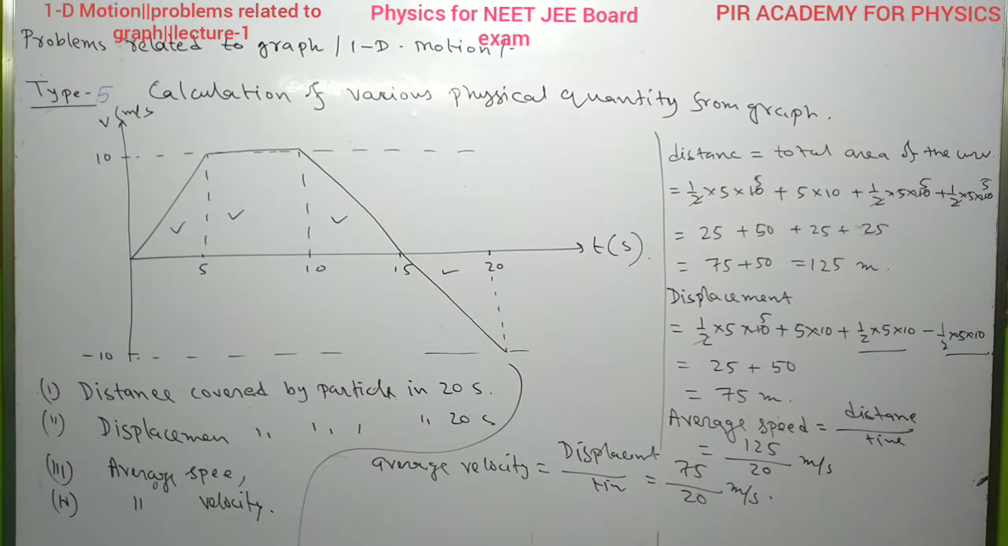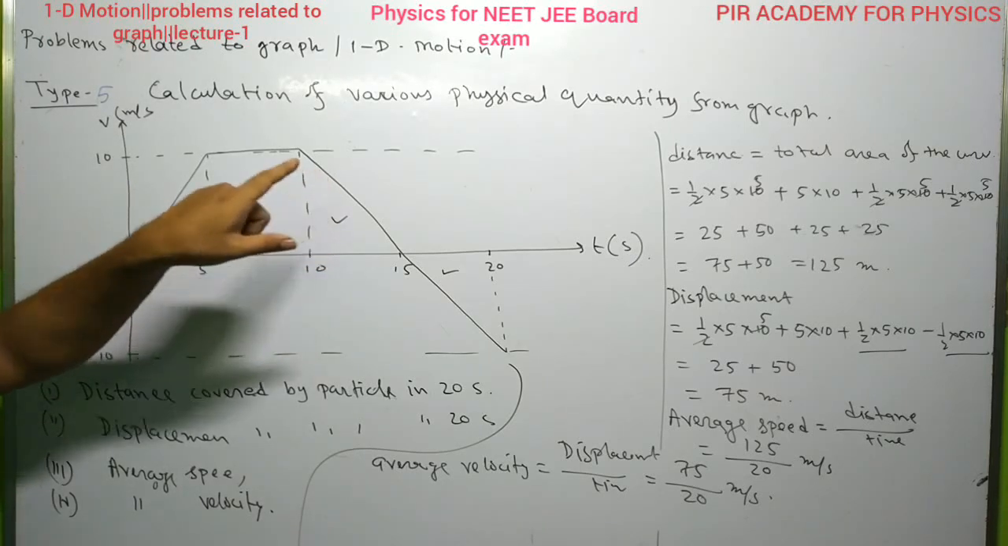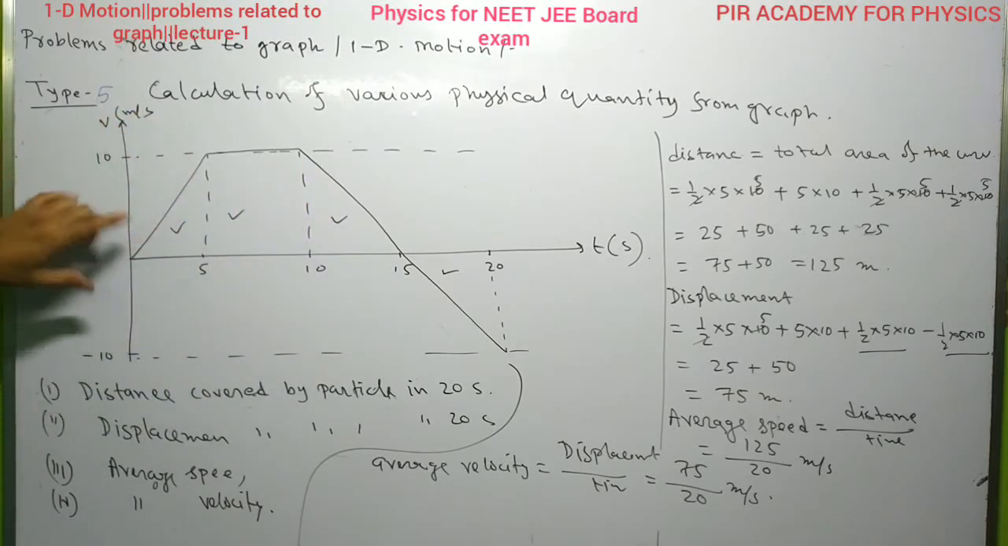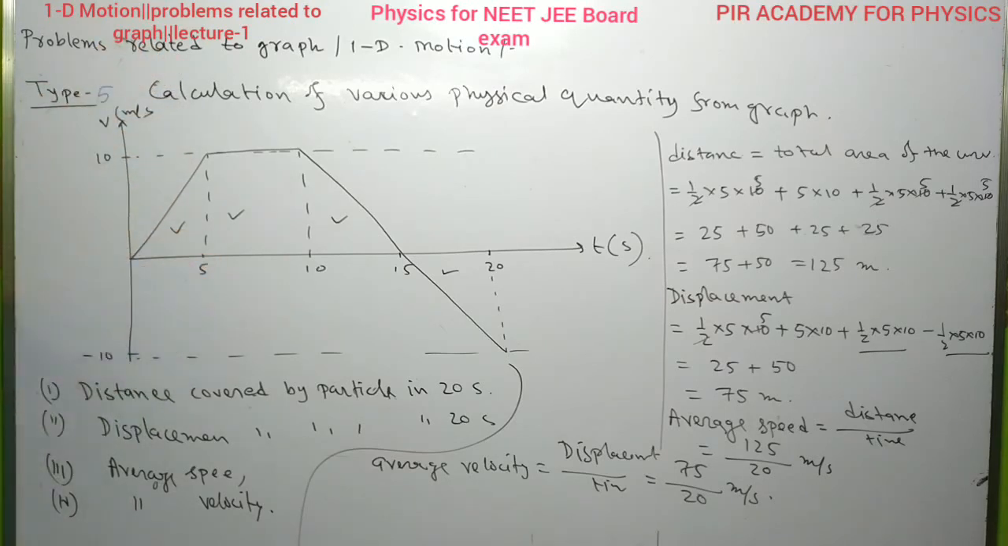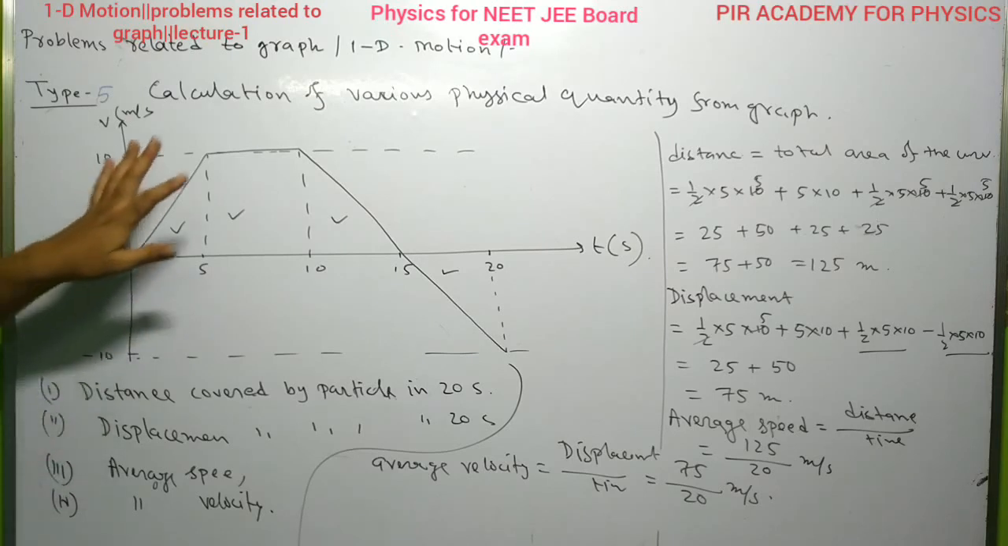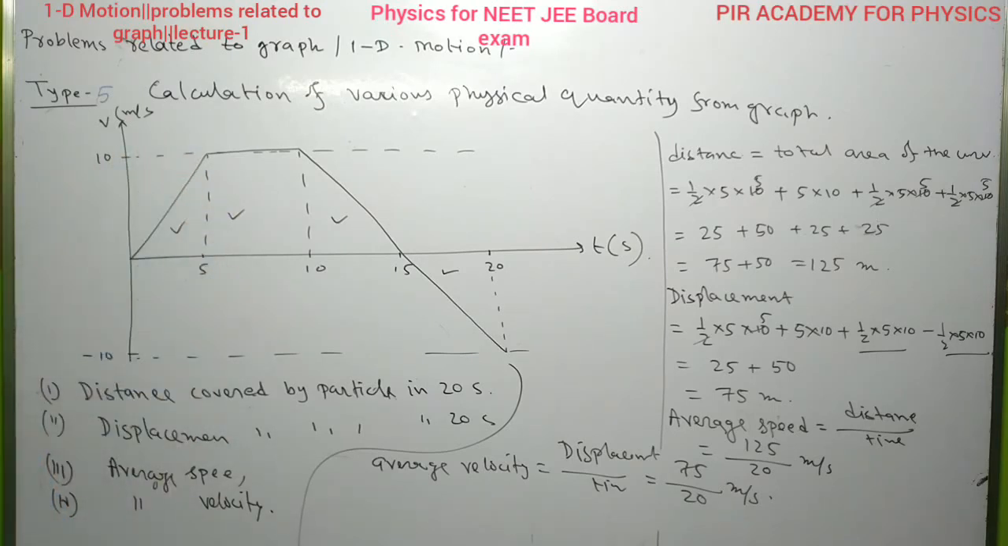If you want to calculate the acceleration, in this portion there is acceleration, and in this portion there is deceleration. The acceleration will be the slope of this curve, that means 10 divided by 5, that means 2 meters per second square. This is the problem related to graphs.